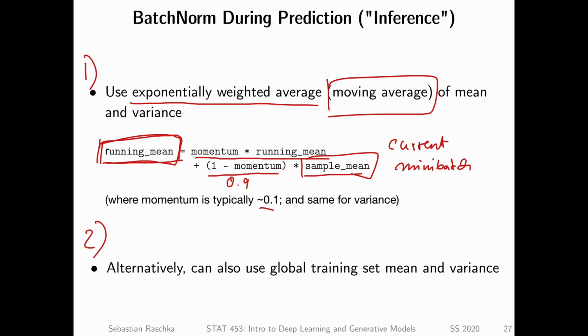A second way would be to use global training set mean and variance. That means simply that you compute the mean on the whole training set and the variance on the whole training set, and then keep these parameters. This is another way to do this, and both are equally fine, I would say. In practice, this one is more common. I think it's just because it's more efficient.